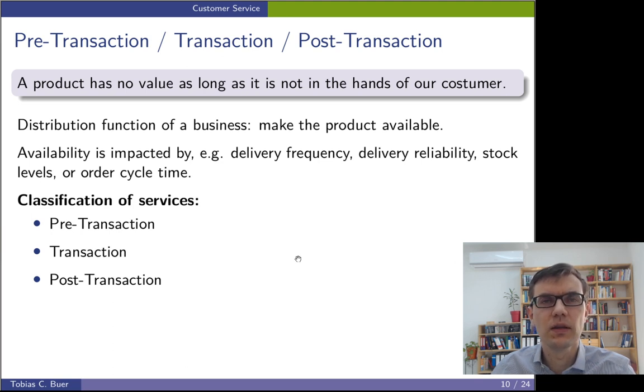Maybe there's some value in the materials of the car, in the technology, but in the end, this all doesn't matter as long as our customer is not able to use it. And all the functionality, all the things that happen to make the car available to the customer, to make the product available to the customer, are called the distribution function of a company. All these things are related to distributing product to our customers.